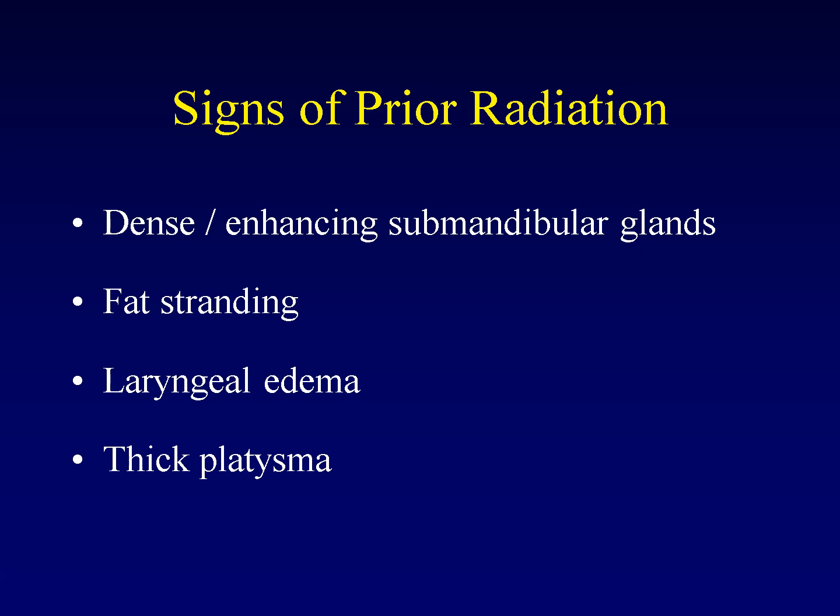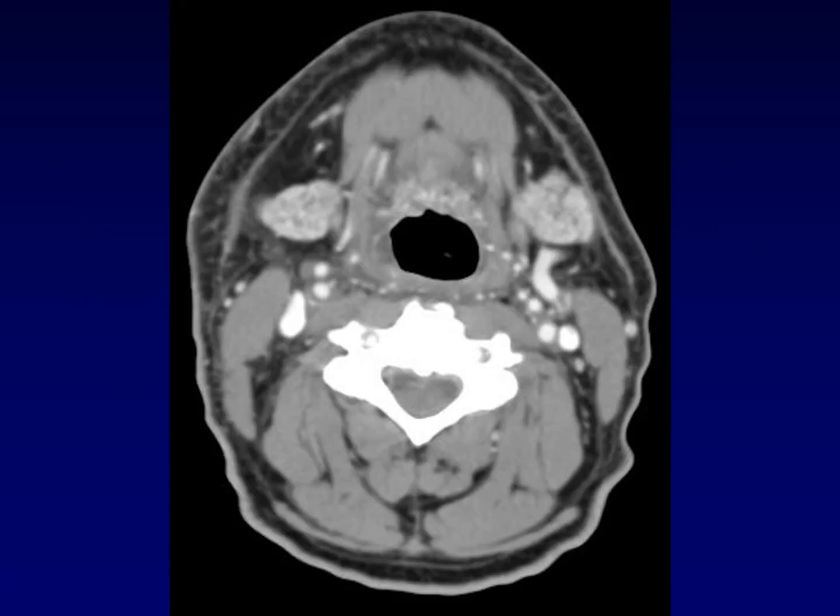This finding, along with the other three findings of prior radiation, including stranding of the fat planes, edema within the laryngeal mucosa, and a thickened platysma muscle, are all expected findings after therapeutic radiation and should not be mistaken for alternate pathology. Here's a patient with the classic findings.